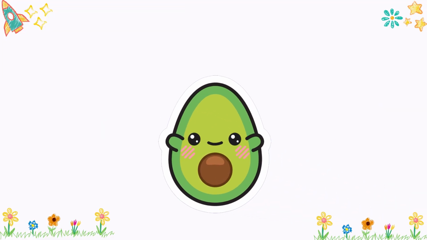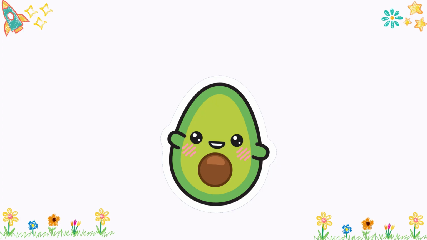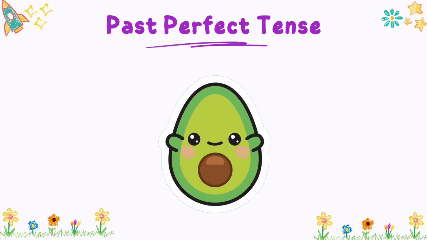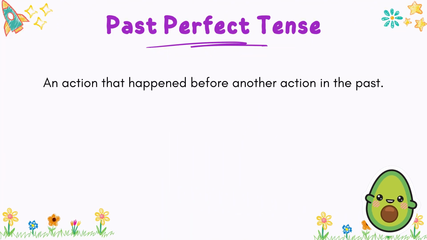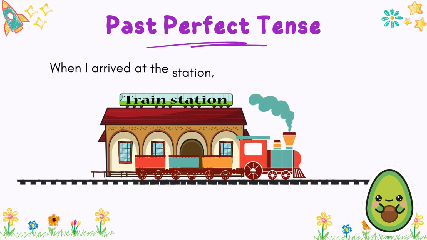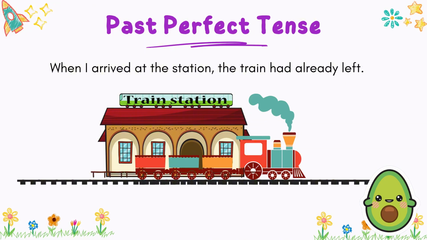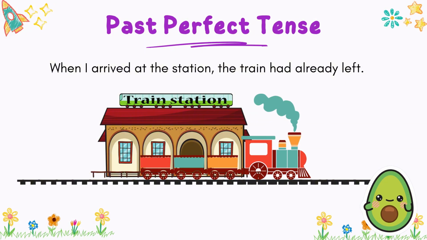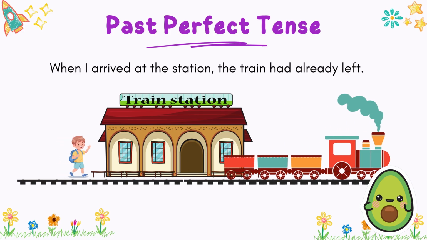Hello! Today we're going to learn about the past perfect tense. We use the past perfect tense to talk about an action that happened before another action in the past. It's like saying something had already happened before something else happened. Let's see an example. When I arrived at the station, the train had already left. That means first, the train left, then I arrived.